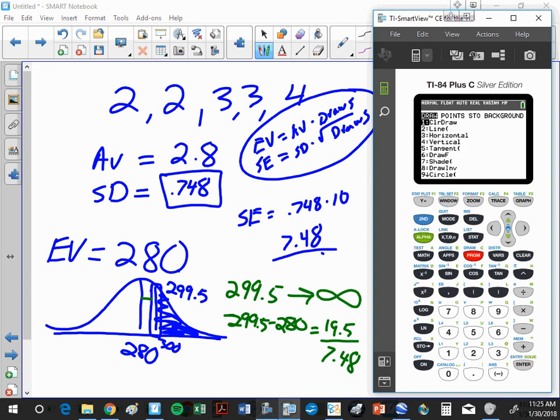So clear my draws. Second distribution, shade norm, and we're going to go from 2.6 to 5. And that's going to give me a pretty small area.